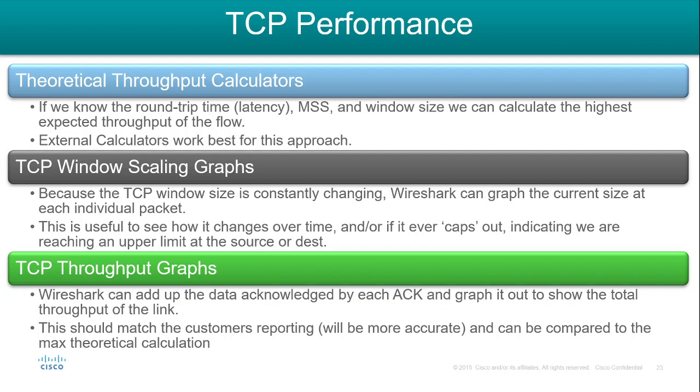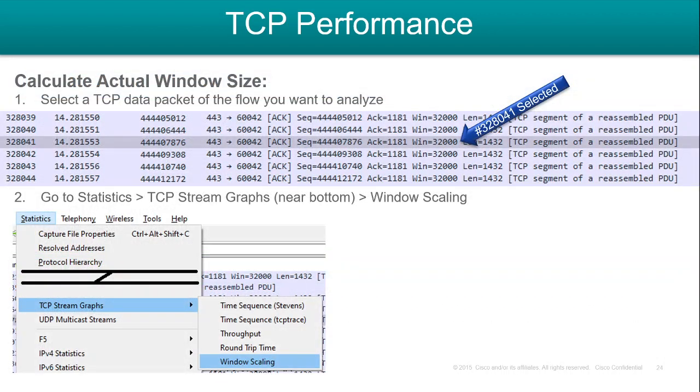Okay, so how do we actually make this sort of thing happen? Well, let's start with calculating the window size, because our window sizes are not going to be 1 packet or 10 packets. They're likely going to be significantly larger. And because it's constantly changing throughout the flow, Wireshark has a dedicated tool called the window scaling graph that makes this very easy to visualize.